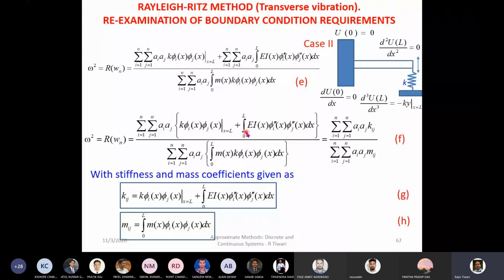This remains the same. So within this bracket, the term I am representing as Kij, and this is Mij, which is defined like this here. These are the two coefficients which we need to calculate, and here i and j will vary from 1 to n. So we'll be having n into n such coefficients, which will form the stiffness matrix and the mass matrix of the discretized continuous system.